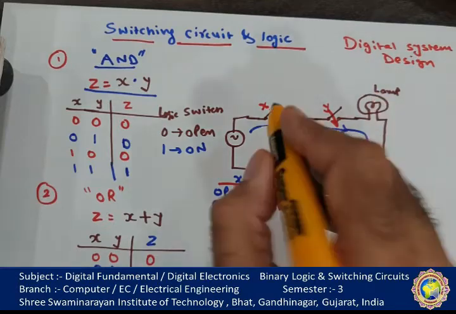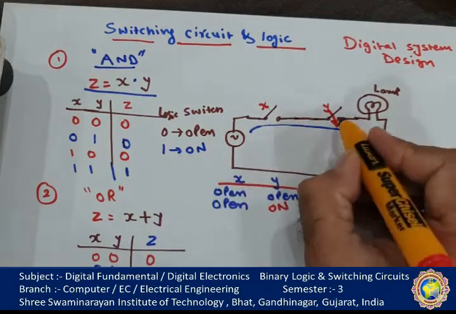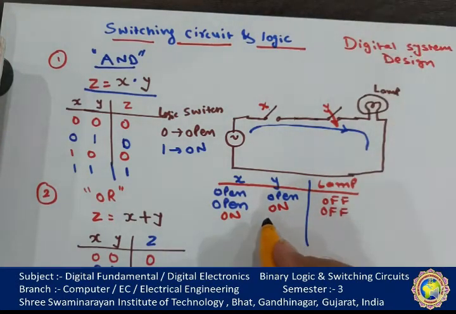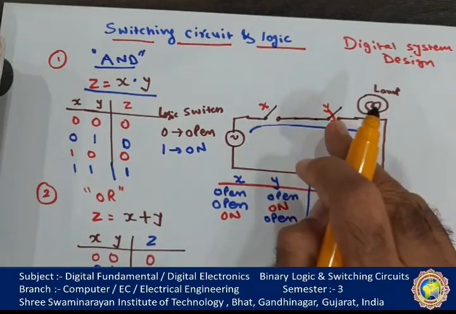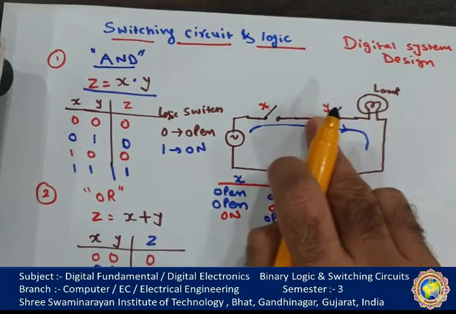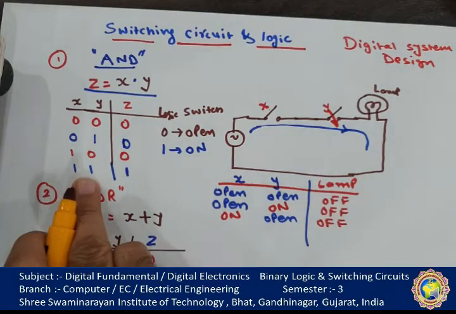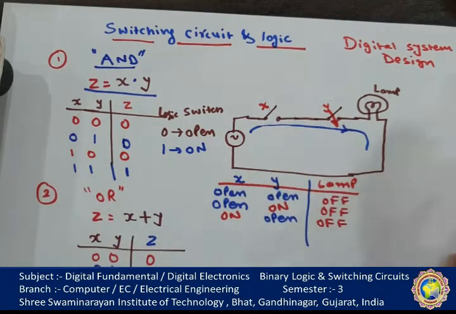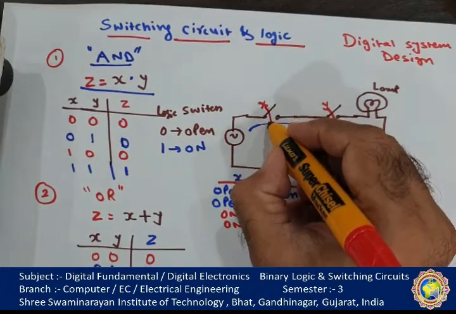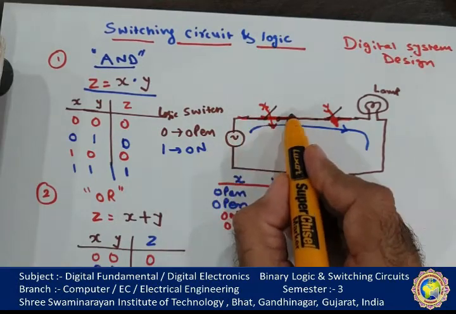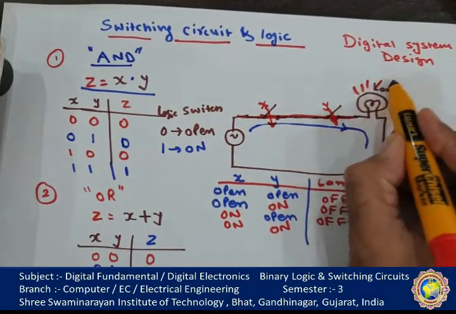In a similar way, suppose X is on and Y is open. Due to this open circuit here, the current cannot flow this way and the bulb will be off. Now which combination is remaining? The last one, both are 1, meaning both are on. This switch is closed and this switch is also closed. So now the current passes and the bulb will glow.